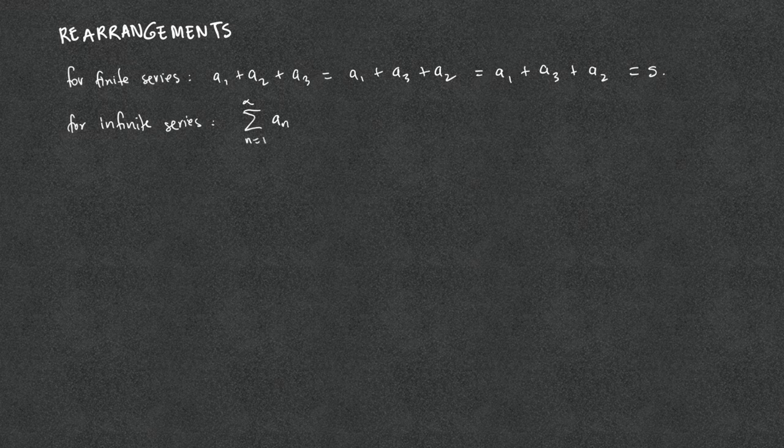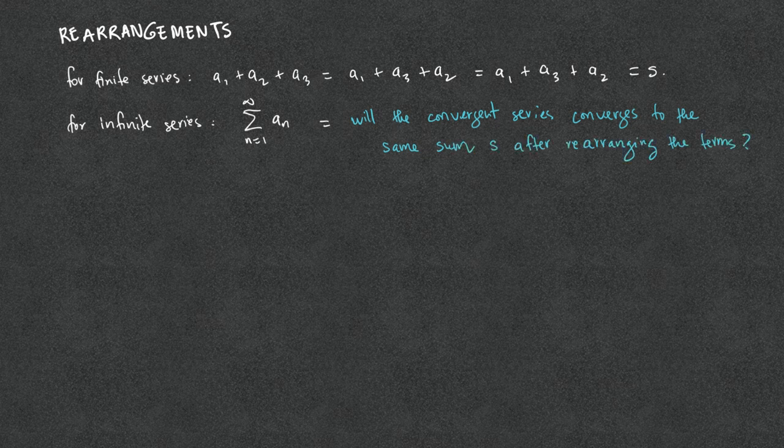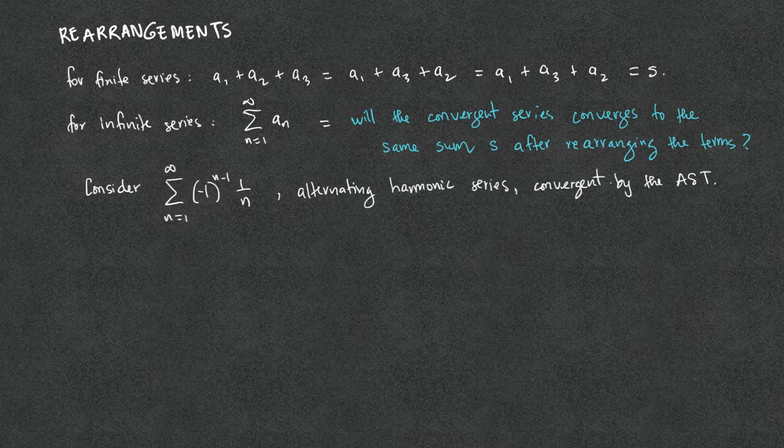If we have a convergent series, after we rearrange the terms, will we still get a convergent series? And if it is, will the sum be the same? Consider the alternating harmonic series, which we know is convergent by the alternating series test, and so its sum is a finite number s.